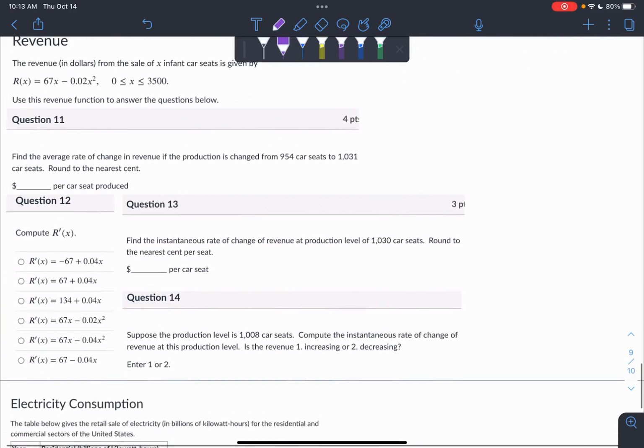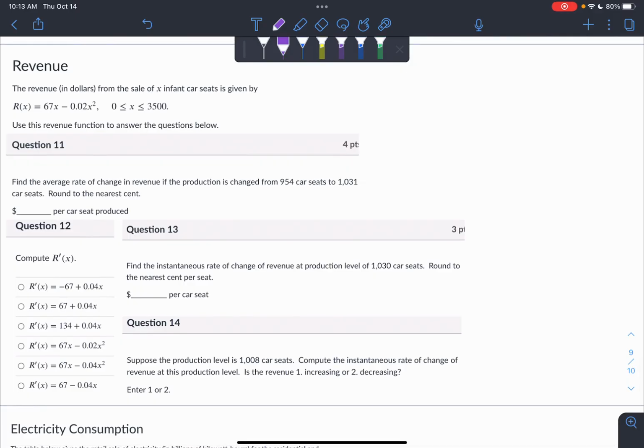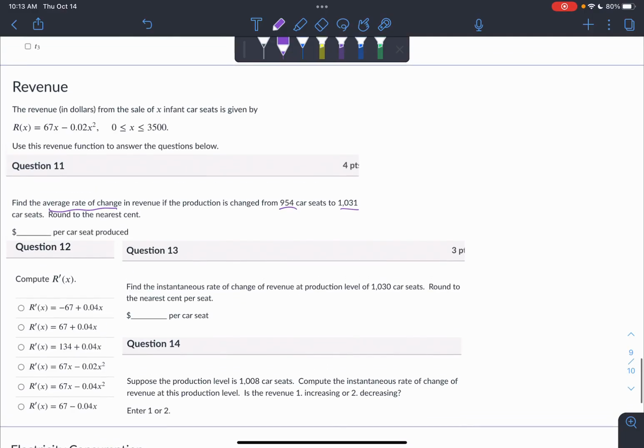Alrighty. 2 more problems, let's do it. So we have this revenue function, and we want to find the average rate of change in revenue if the production changed from 954 to 1031. This average rate of change is kind of like a slope where you would take, remember, y2 minus y1 over x2 minus x1. So we can use our revenue function to produce these points.